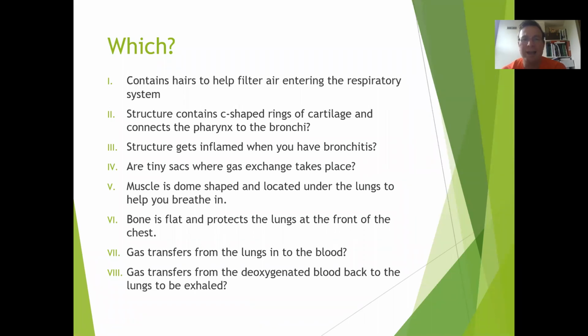What contains hairs to help filter air entering the respiratory system? And what structure contains C-shaped rings of cartilage and connects the pharynx up here to the bronchi down here? If you know the answers, pop them into your chat box. You should all be able to figure out number 1, so I should expect to see everyone give me some form of answer. Okay? So 1 and 2, give me your best answers.